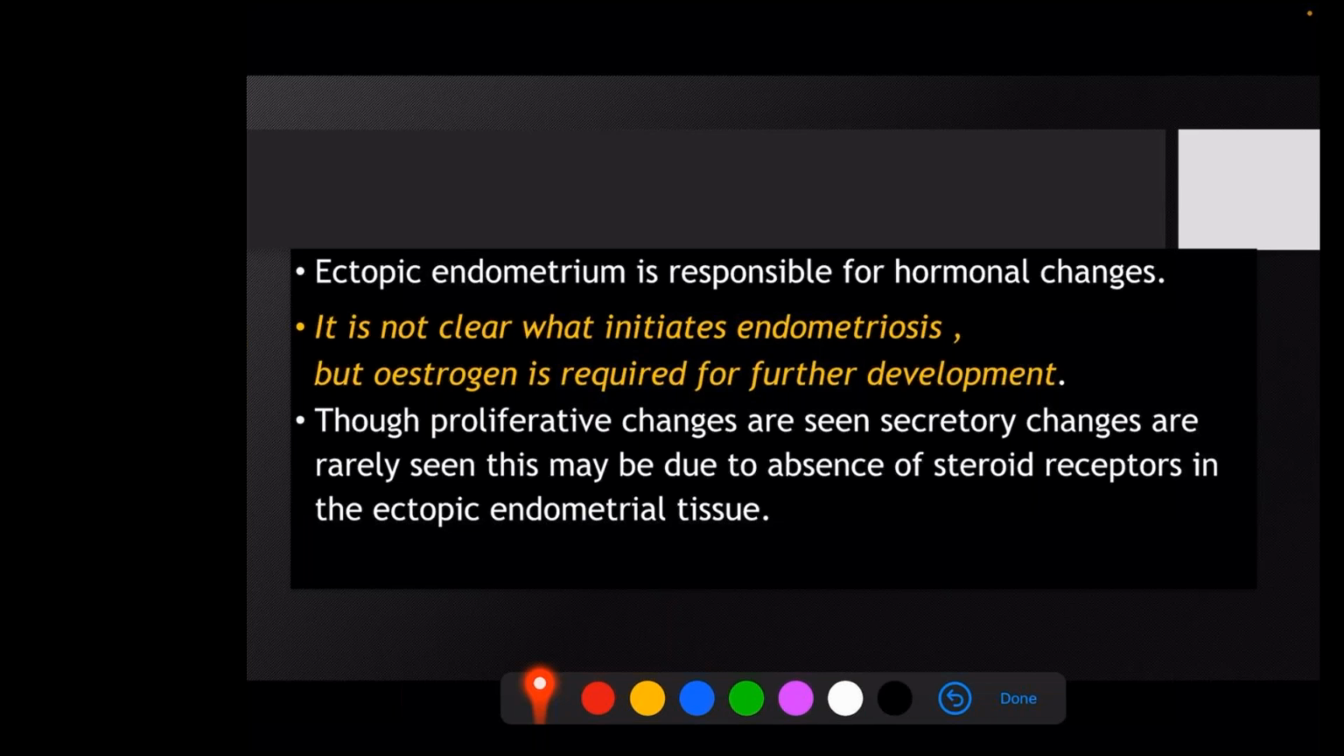During pregnancy, there is a hundred times rise of estrogen as well as progesterone, but the progesterone is dominant. That is why during pregnancy, it will not cause any harm. Though proliferative changes are seen, secretory changes are very rarely seen. This may be due to absence of steroid receptors in the ectopic endometrial tissue.